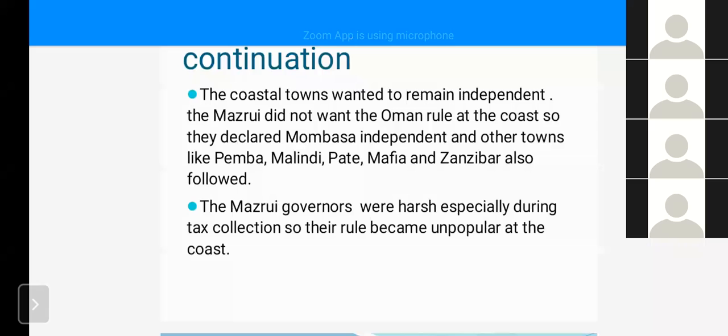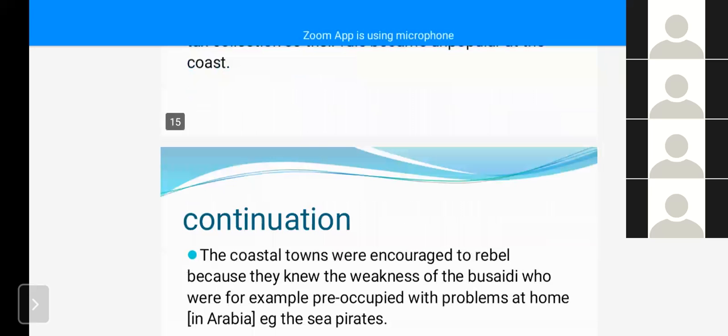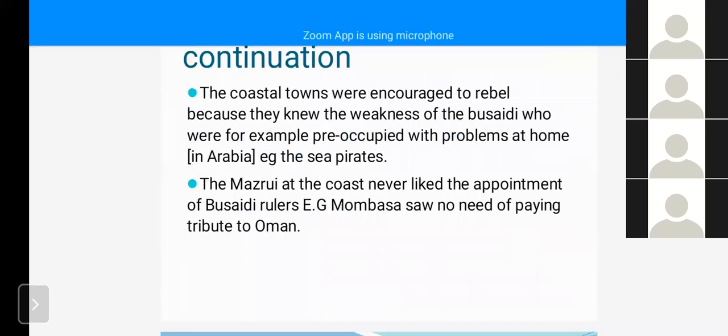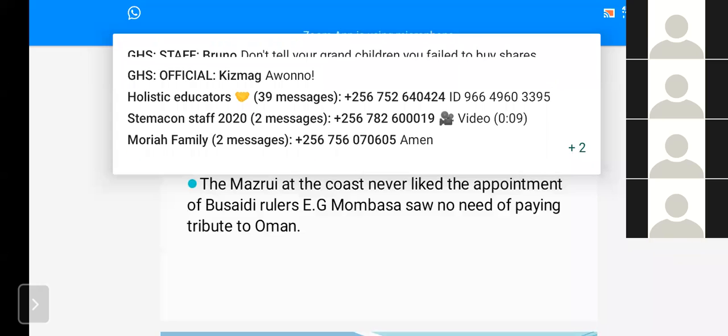Then still, the Mazrui governors here along the East African coast were harsh. Where do we observe their harshness? It is during the collection of taxes that made them become unpopular at the East African coast. Because this had been a representation of Oman with a new government, it felt it was their duty to come and improve on their image. Talk about these harsh methods that were involved in collection of taxes, which the Mazrui were objecting. The other reason is that the coastal towns were encouraged to rebel because they knew the weakness of the Busaidi, who are, for example, preoccupied with problems back home.